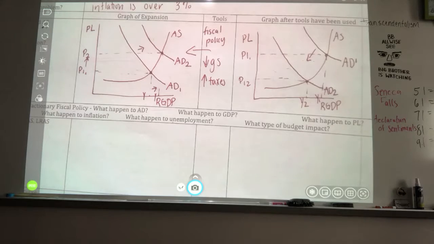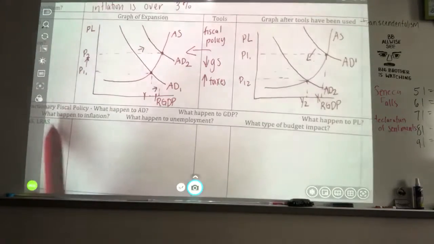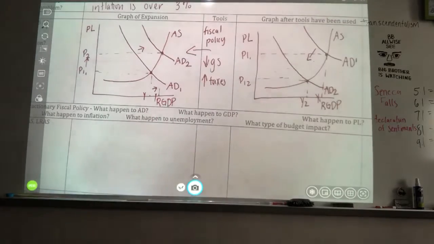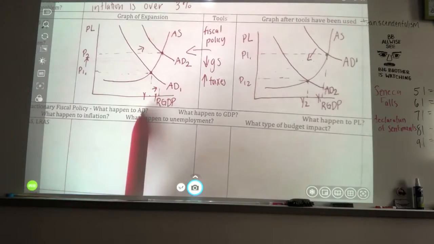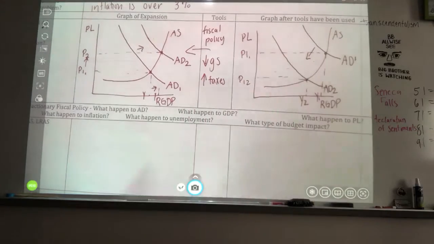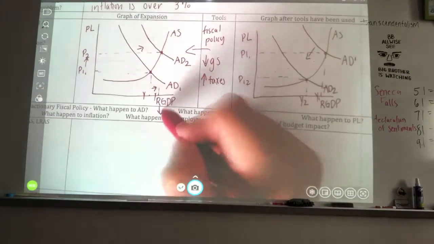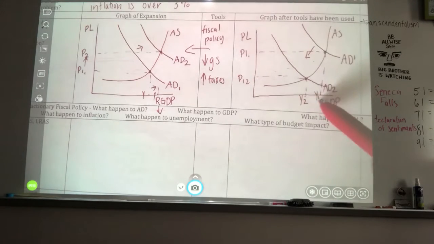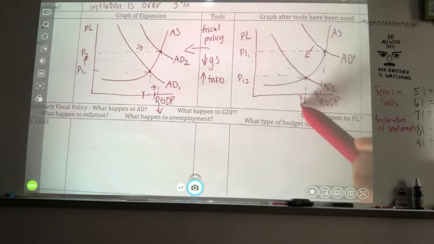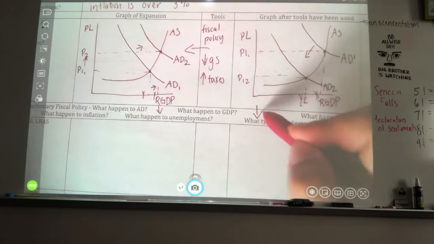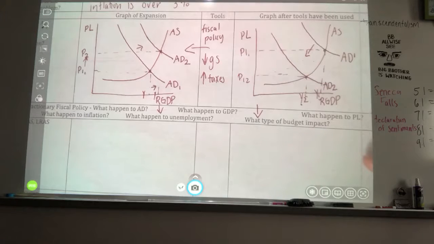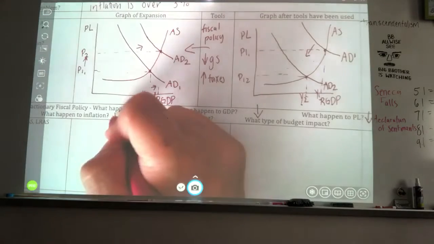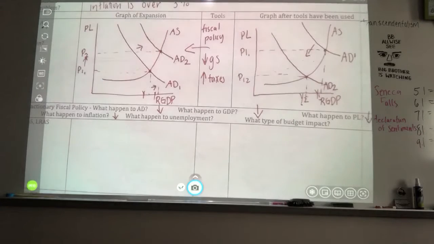Okay, so what we're gonna look at, because of contractionary, this was the fiscal policy they used, what happened to aggregate demand? Because they used these tools, what happened to aggregate demand? It decreased. What happened to GDP? GDP went down. What happened to price level? Price level went down. What happened to inflation?